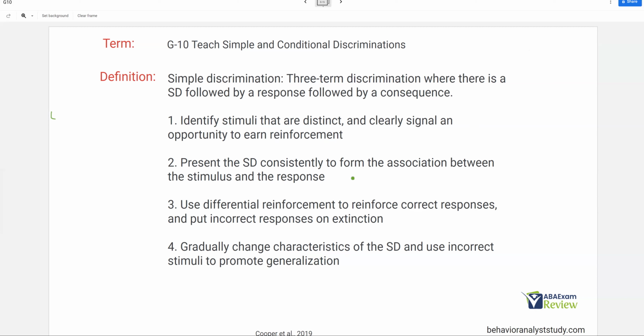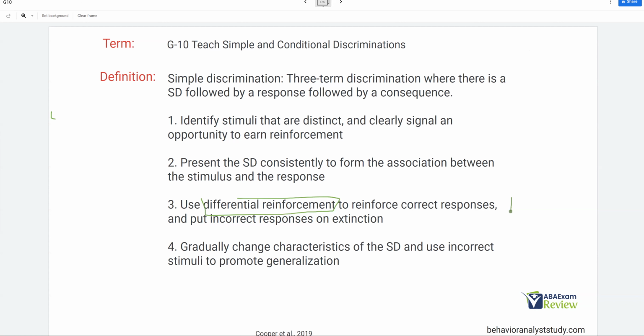You want to present the SD consistently to form that association, especially when you're just starting out teaching. So if I'm teaching colors, consistently present the SD. Now, there's also generalization to consider, but in general terms, when you're teaching, you want to be consistent because the association is what we want to establish when teaching discrimination. We want the association between the word green and the color green, for example. Those associations are how we teach. It's how we form concepts. So it's very important that we're consistent. Differential reinforcement is the key, right?